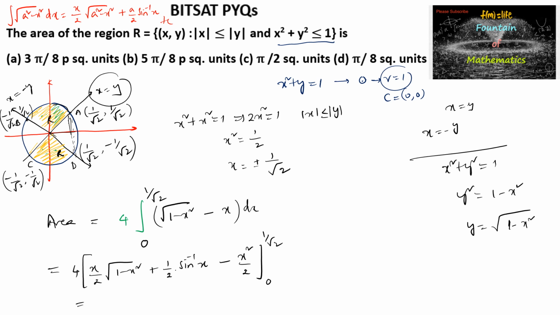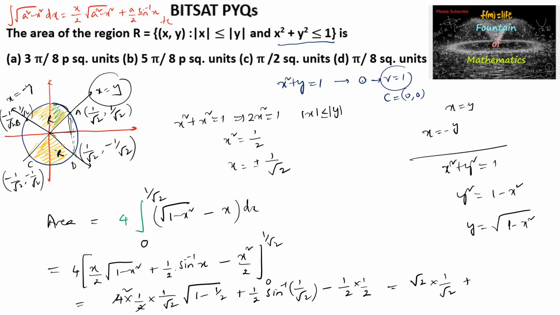root 2. So substituting here, so 4 times 1 by 2 into 1 upon root 2 into under root of 1 minus 1 by root 2 whole square is 1 by 2 plus 1 by 2 sine inverse of 1 by root 2 minus 1 by root 2 whole square is 1 by 2 divided by 2, and here we can see it is 0. Lower part will be 0. So here 2 times 2 upon root 2 is root 2. Root 2 into under root of 2 minus 1, that is 1 by root 2 plus 1 by 2 into sine inverse of 1 by root 2 is pi by 4 minus 1 by 4.